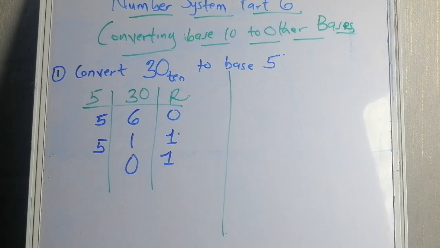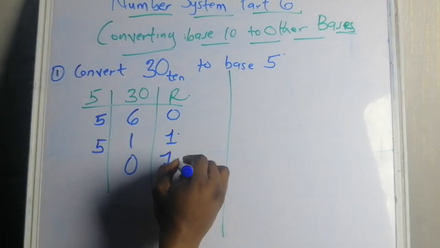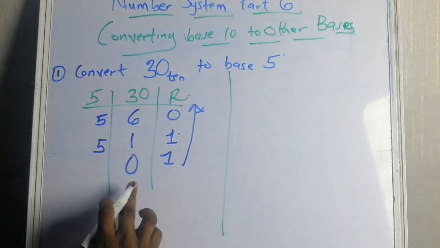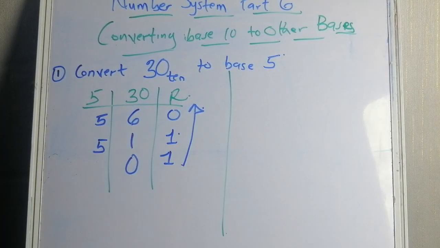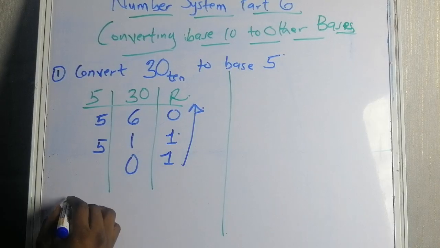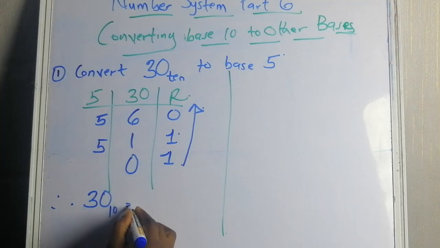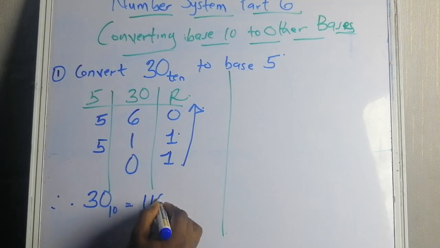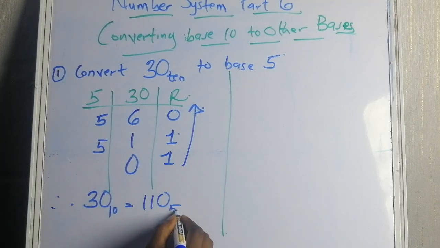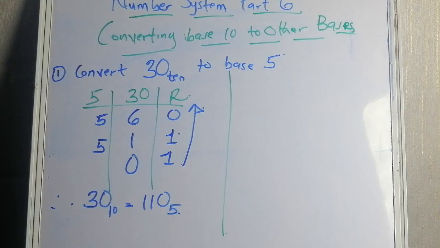So at the end of the day, just do your counting from the bottom to the top, because you've already gotten to the minimum, which is 0. You now say, therefore, 30 base 10 is equal to 110 in base 5. It's as simple as A, B, C. You can see that that is just a typical example of what I'm saying.